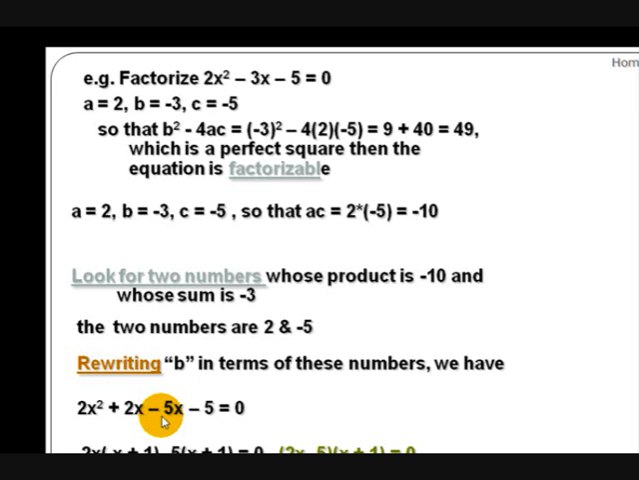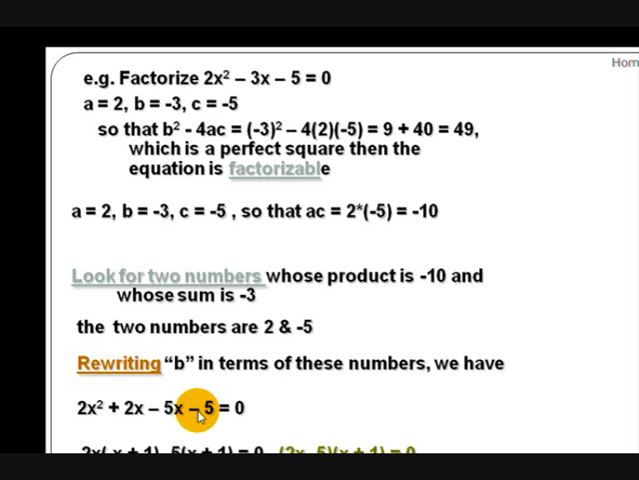Okay, so those two numbers you are looking for must satisfy two conditions. Their product must be equal to the value of AC, A times C, which in this case is minus 10, and their sum must be equal to the value of B, the coefficient of x. In this case, we obtain two numbers, 2 and minus 5. So all you need to do is to rewrite the middle term in terms of the two numbers that you have obtained. So instead of minus 3x now, we replace it with plus 2x minus 5x.